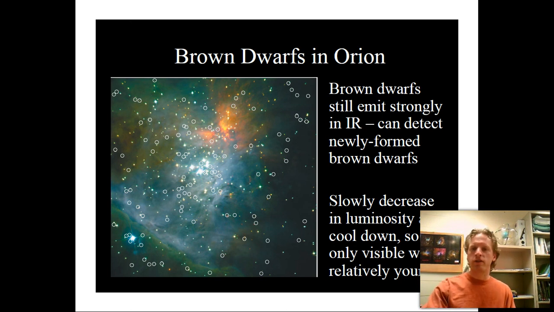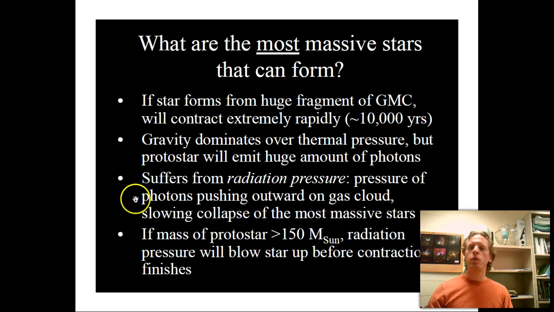But they're all over the place, actually. So what are the most massive stars that we can form? In this case, something very different happens. Let's say you have a really big fragment of your GMC, of your giant molecular cloud. If you have a really massive fragment, it begins to contract extremely quickly, much more quickly than the smaller fragments.